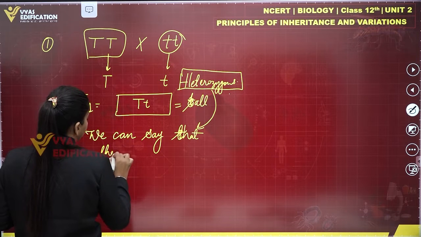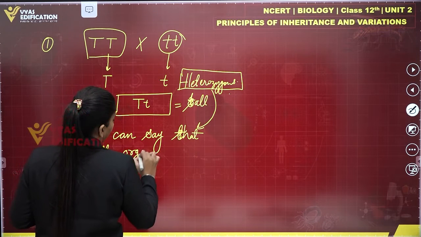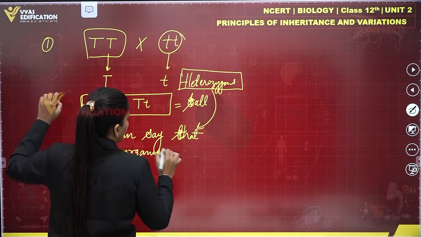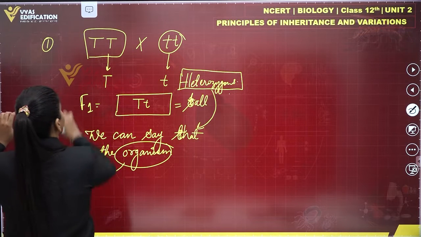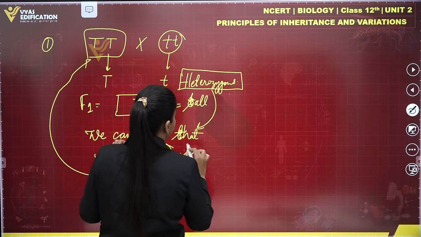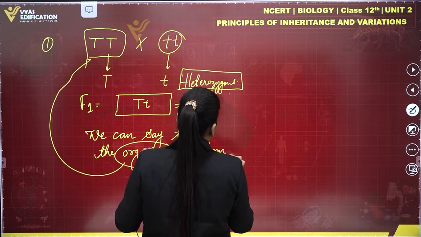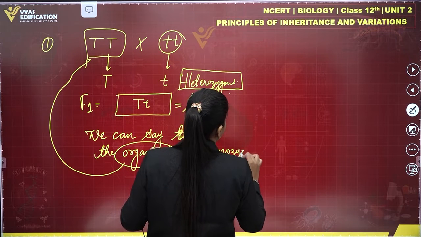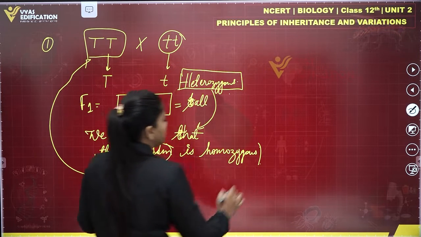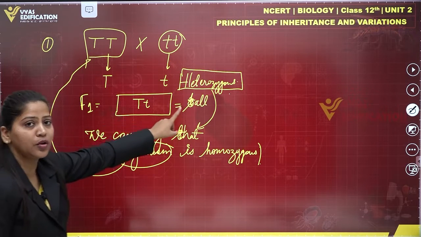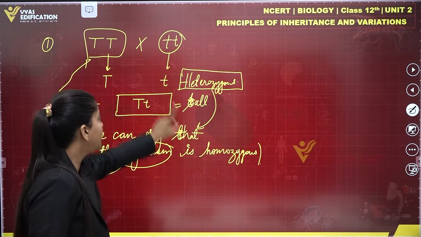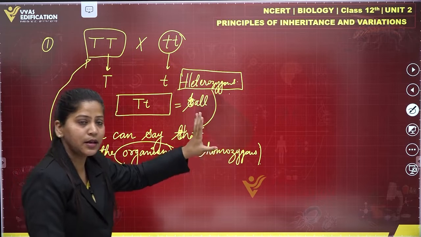that the organism, this organism, is homozygous. By this conclusion we can say that the organism is homozygous in condition.